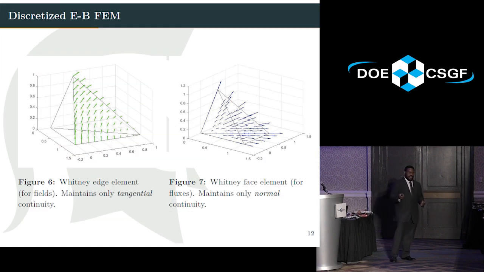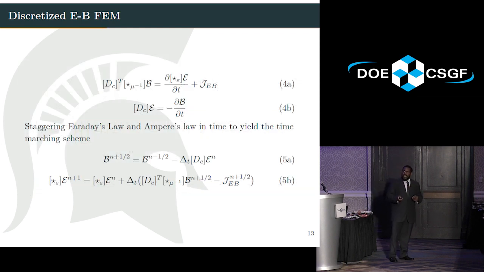And the nice thing about it is that these basis functions have the boundary conditions that we expect. The fact that for our fields, they're only going to have tangential continuity along the edges, and then the face elements only have normal continuity across the faces. And with that, we can use that to represent our electric field, our magnetic flux density, do some variational approach, and we're able to get the system of equations.